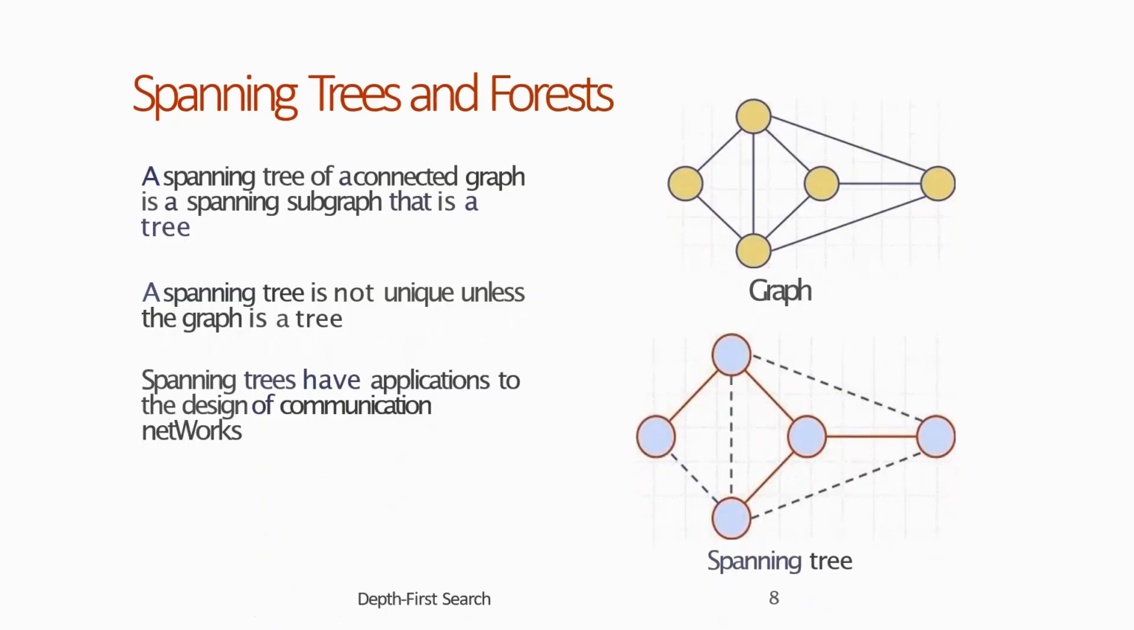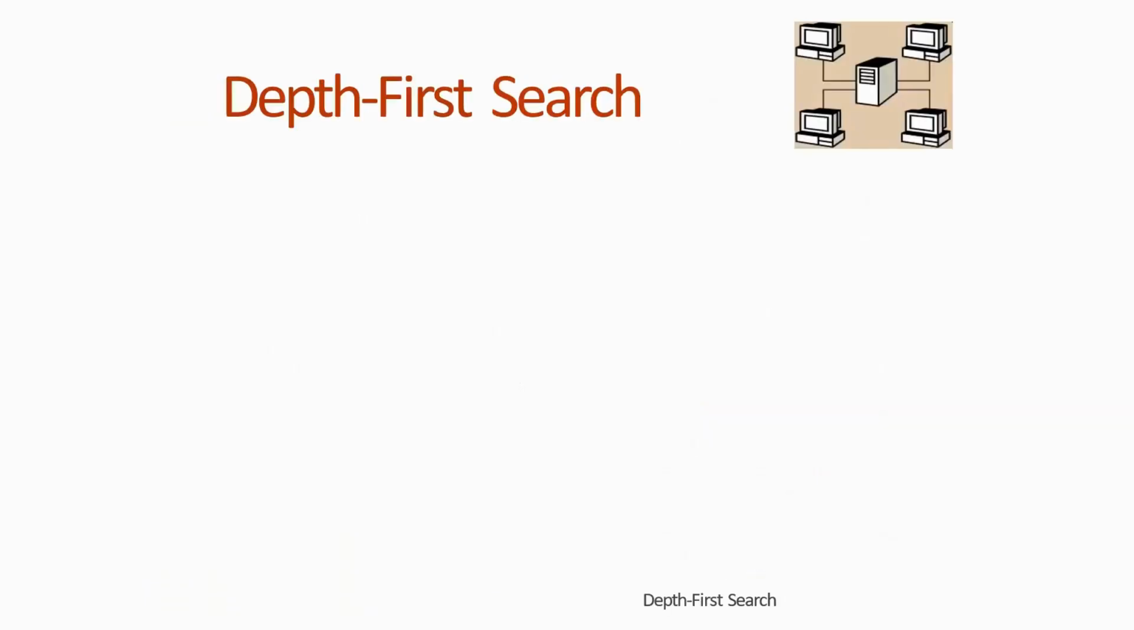A spanning tree has applications to the design of communication networks, right? Relevance of DFS: DFS can be used to find the spanning tree of a connected graph. The edges of the DFS traversal that discover new unvisited nodes form the spanning tree, or a spanning forest if the graph is disconnected. A spanning forest of a graph is a spanning subgraph that is a forest.